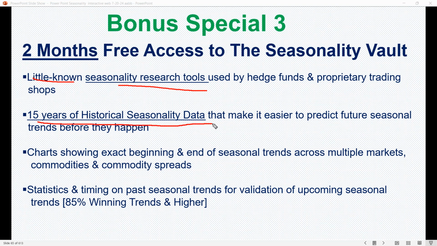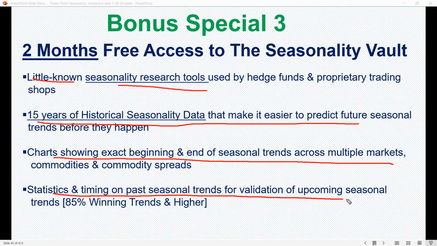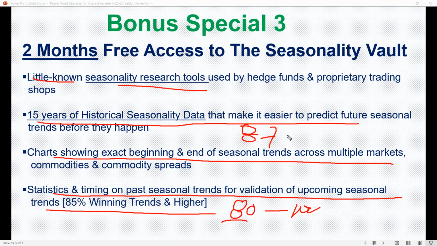15 years of historical seasonal data, and the course will go over how it's used. All the charts showing exactly when a seasonal trend starts and ends across the different market sectors. And these are timing statistics used on 85% winning trends and higher. They mark it on their seasonal studies from 80% as kind of the low, all the way up to 100. But I tend to focus just on all those that are 87 or higher, because there's so many that you can look at.